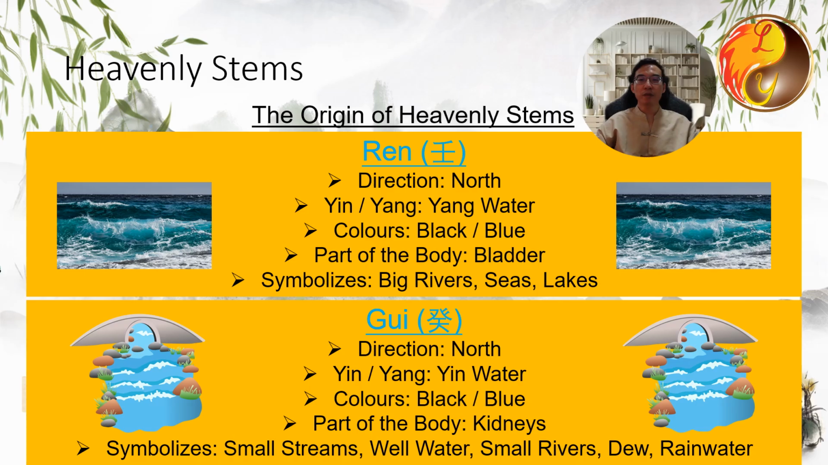Today, we learned about the 10 heavenly stems and the things they represent. In the next lesson, we will introduce the 12 earthly branches.